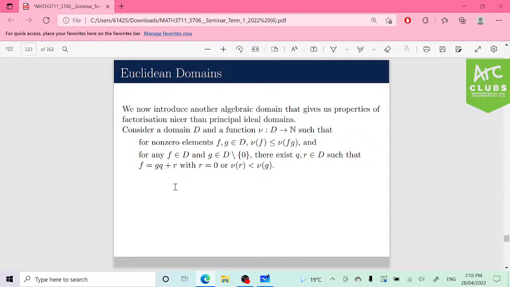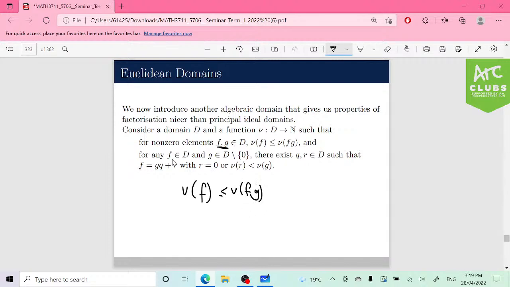So a Euclidean domain is just a commutative domain with a valuation function. So it's a function that takes in the element in your domain, and it sends it to the natural numbers, and it satisfies these two axioms here. So if you consider non-zero elements f and g, if you take the valuation of f, then multiplying f by another element will never get you below f. So it will always be at least as big as f.